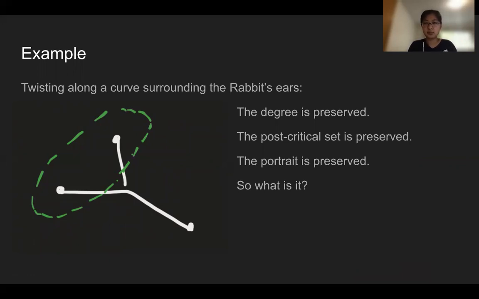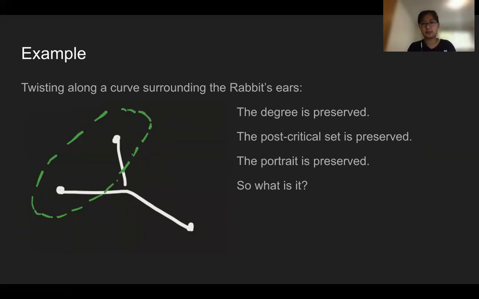So first of all, the degree is preserved, because if you had a doubling action in the previous case, this turning doesn't actually destroy your doubling. And then the post-critical set is preserved because, as we said, the Dehn twist doesn't actually touch anything other than the immediate neighborhood of the curve that you're twisting on. So the post-critical set is still those 3 points. And then the portrait is preserved in some sense, right? Because the Dehn twist doesn't touch the post-critical set.